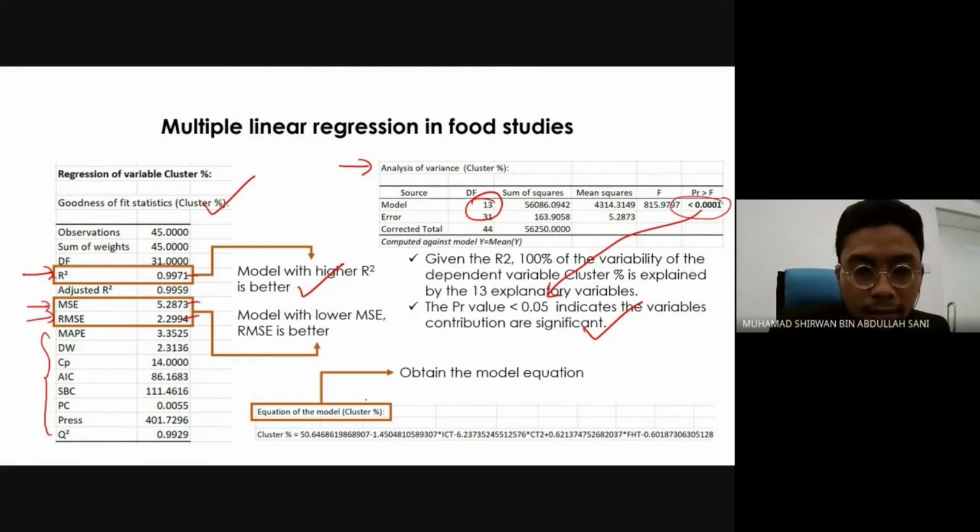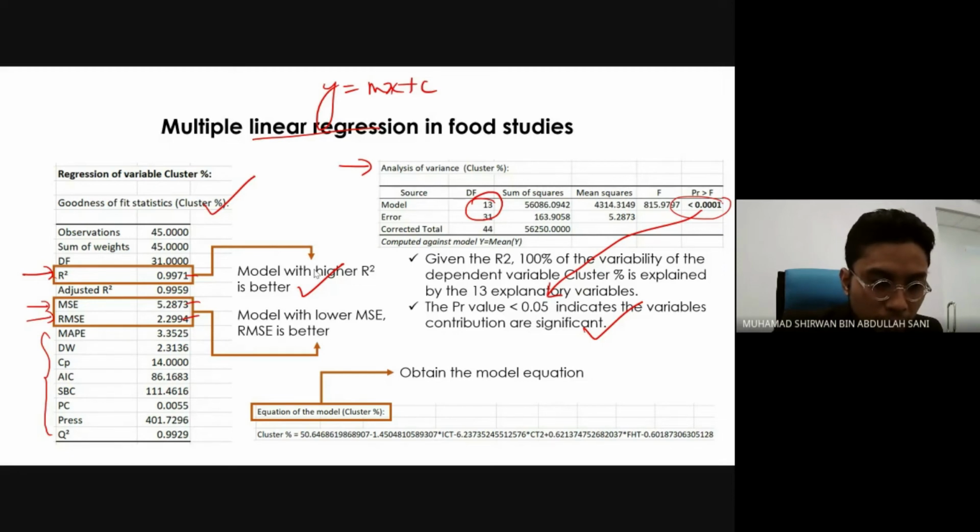Then people will be asking, since we have MLR, multiple linear regression, it is a regression, meaning that they have a formula, like when we make a calibration curve. For a calibration curve, we use Y equals MX plus C. Okay? So similar to linear regression, if we have multiple linear regression, it will also produce a model equation. Like this equation, the equation will be here.